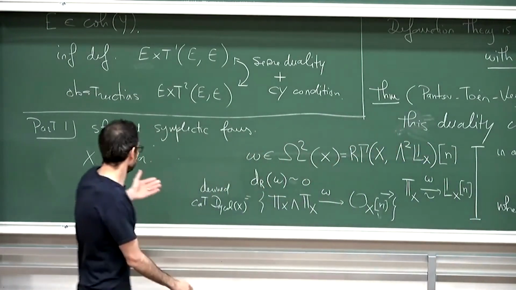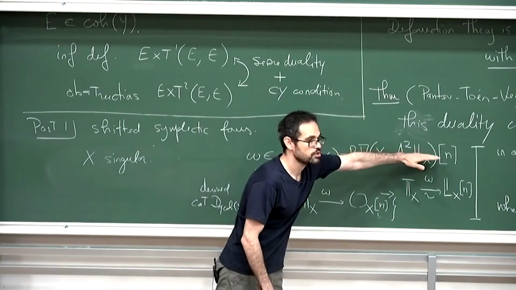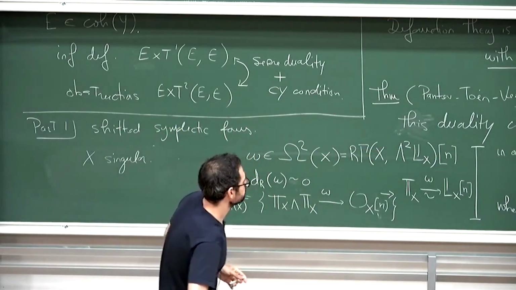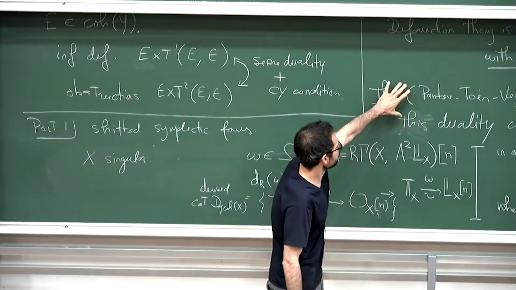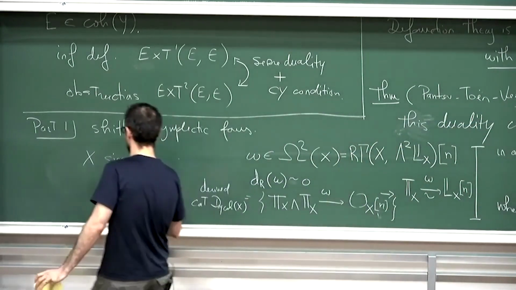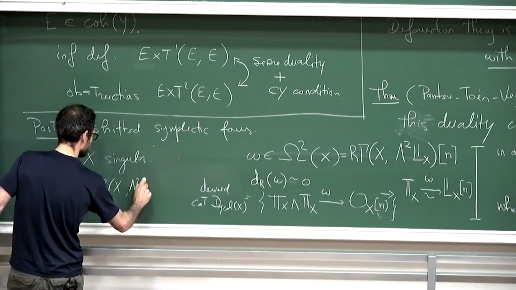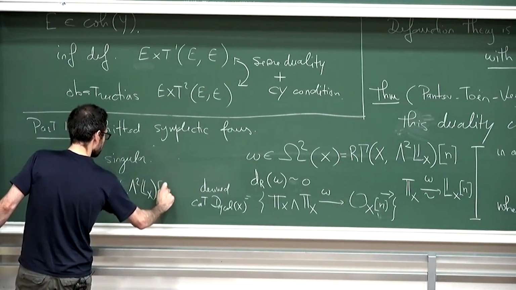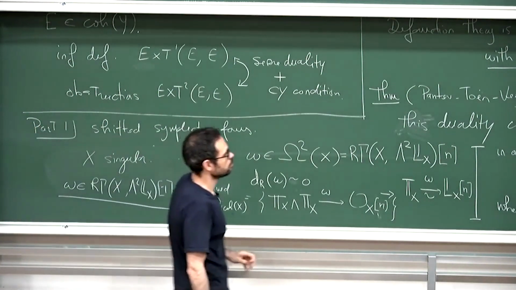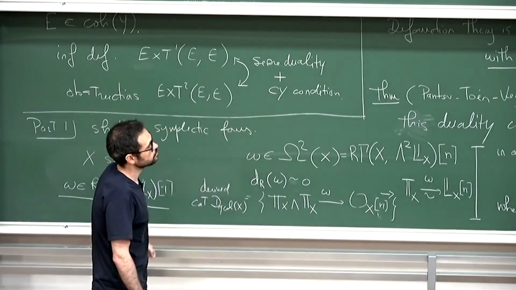So from the moment I accept that this is a complex, I can start playing with shifted forms. And the theory still makes sense. So the claim is that there is a shifted, a -1 shifted symplectic form on this complex, meaning an element here. So I will tell you why this is the case. But before that, I want to give you an example of such a form.